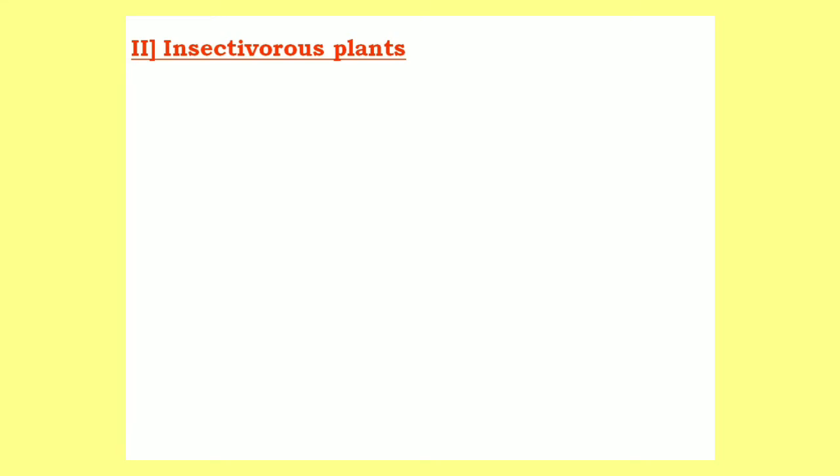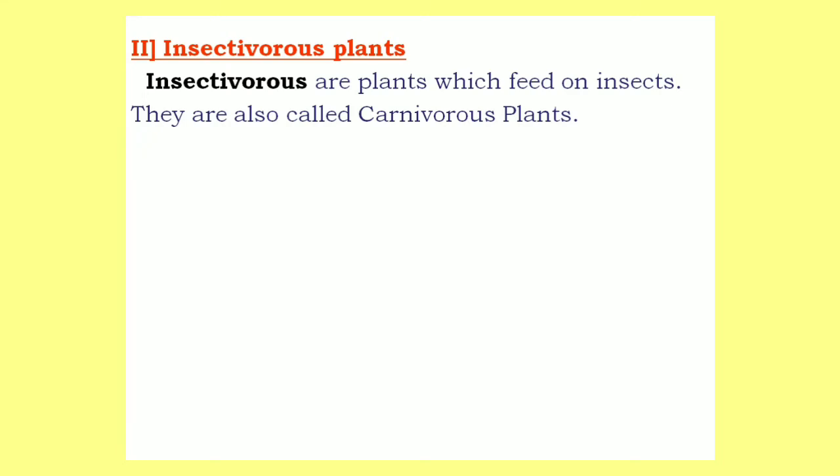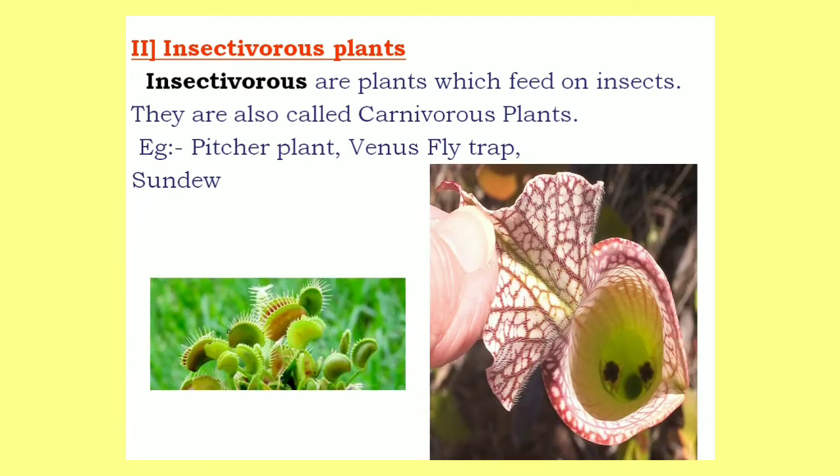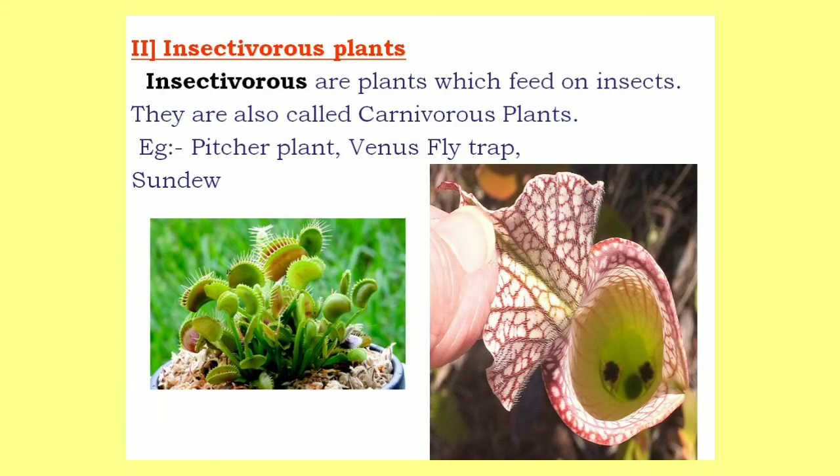We have insectivorous plants. What are insectivorous plants? Insectivores are plants which feed on insects. Insect-eating plants are called insectivorous plants. They are also known as carnivorous plants. Some examples of insectivorous plants are the pitcher plant, Venus flytrap and Sundew.